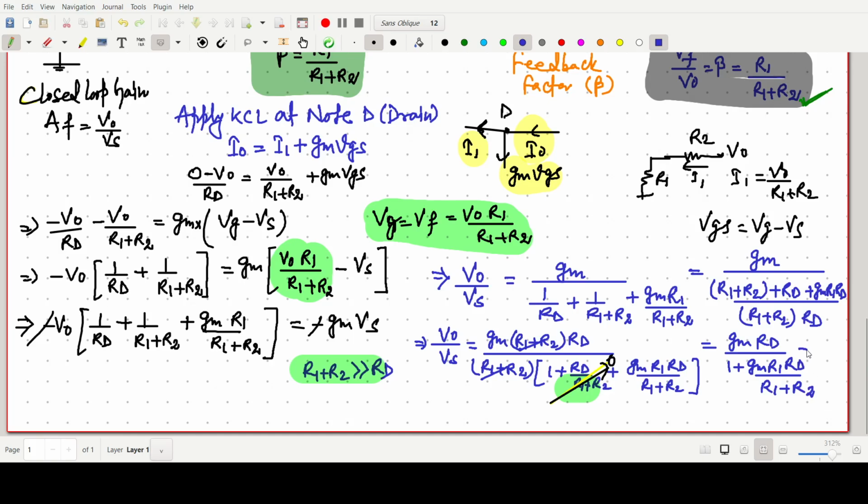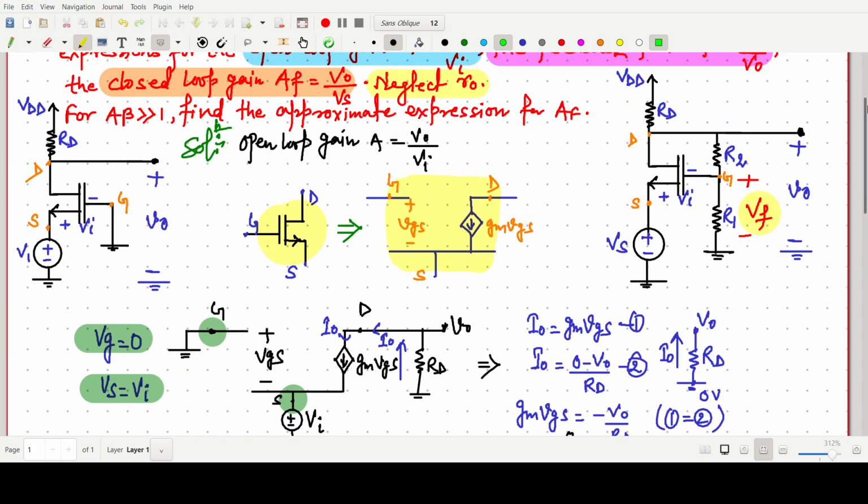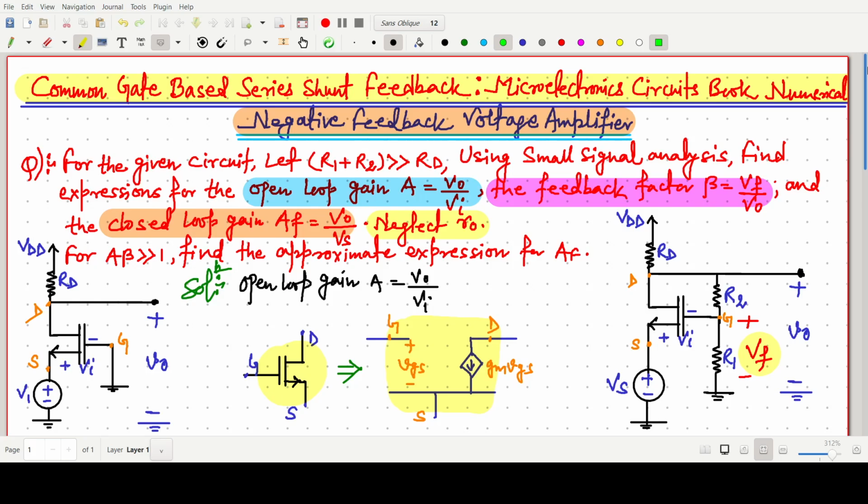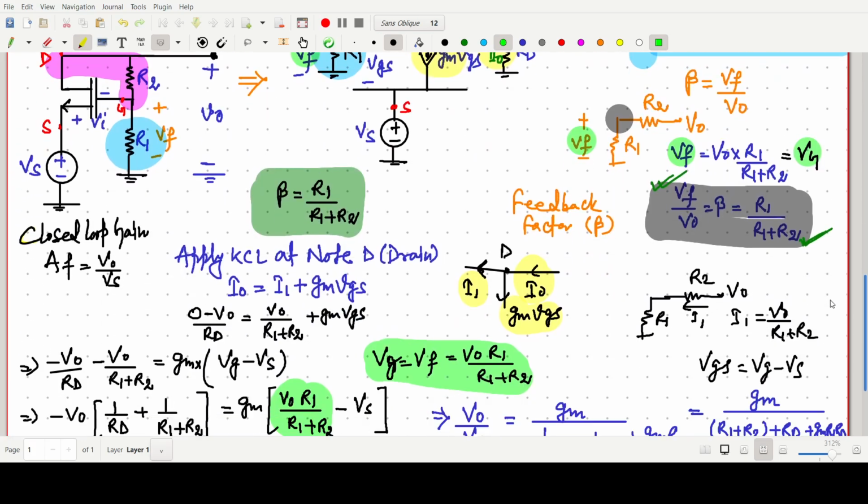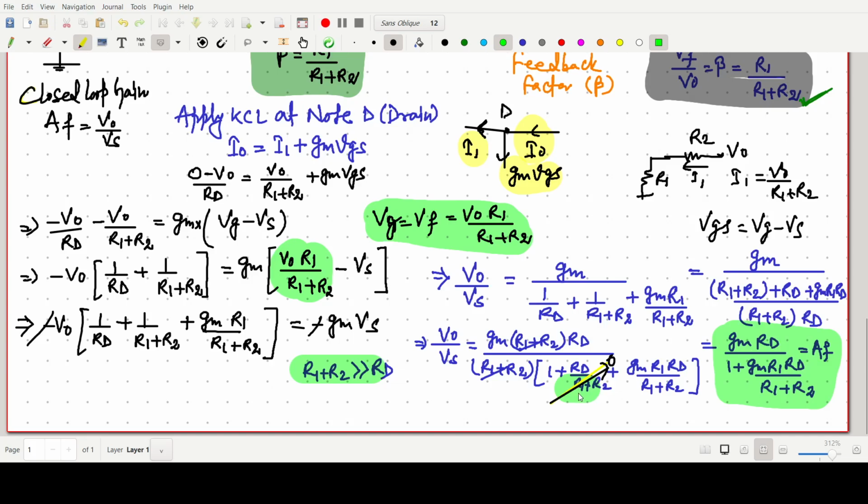Okay, this one is our, we can say, AF. Okay, AF. So this one is the simplified expression for AF. Okay, we have removed this one because in the question it is clearly mentioned in the very first line, R1 plus R2 is much greater than Rd. So Rd upon R1 plus R2 is nearly negligible. So we can eliminate that term. Okay, so this one is the result.